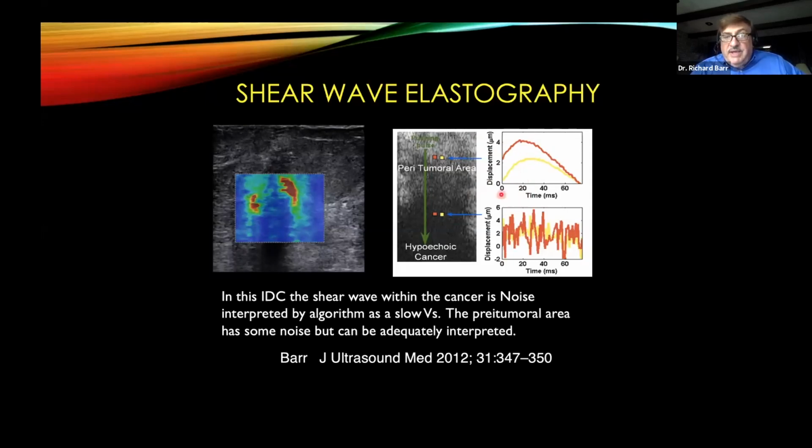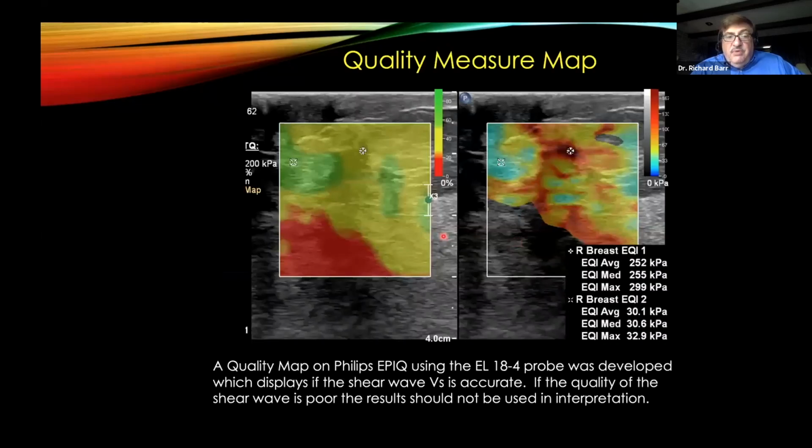So when we recognized this, we worked with vendors to develop what we call the quality or confidence map, which green is go, yellow is caution, red is stop. The reason this happens is we look at, are the shear waves high enough? Do they have a really good intensity that we can measure them? Is there noise? Is the curve that we draw a straight line to calculate the shear wave speed, or is there error there? And we combine all these into a numerical value from 0 to 100.